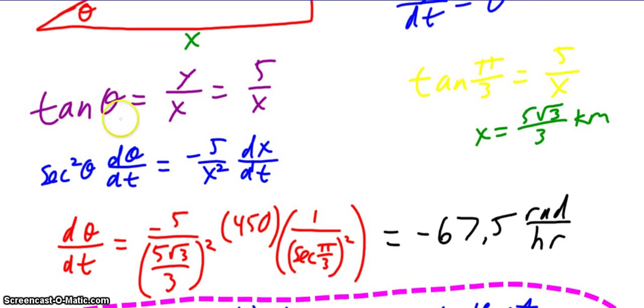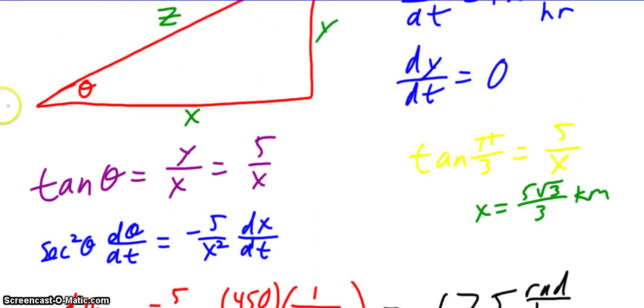So if you use tangent, it's actually a little bit more work. I'll show you what I mean. So tangent of theta is y over x. Y is a constant, so that's 5, so I can write this as 5 over x. If I take the derivative of tangent, I get secant squared theta d theta dt equals negative 5 over x squared times dx dt. So I need to know what x is when theta is pi thirds.